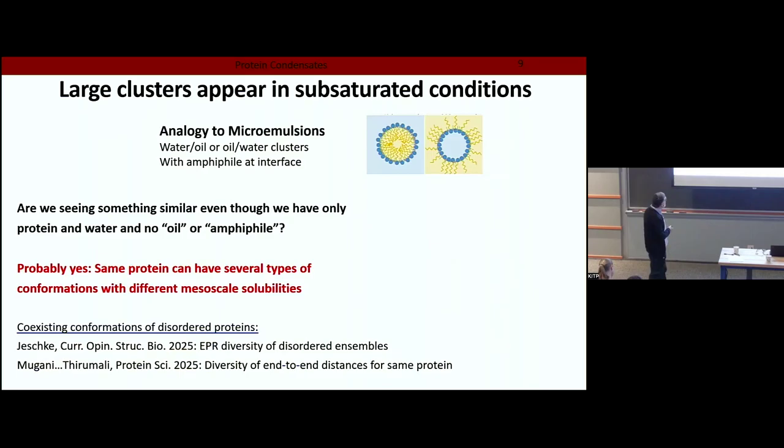And the question is, we see something similar: somewhat stable droplets. Maybe emulsions, maybe they're metastable, but they seem to be somewhat stable. But we don't have any amphiphile.